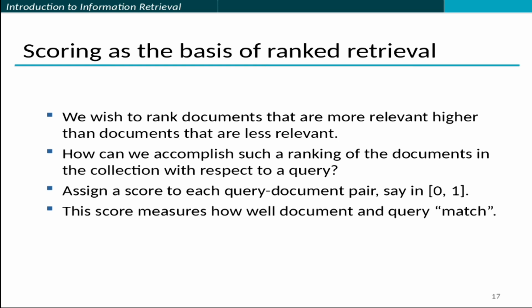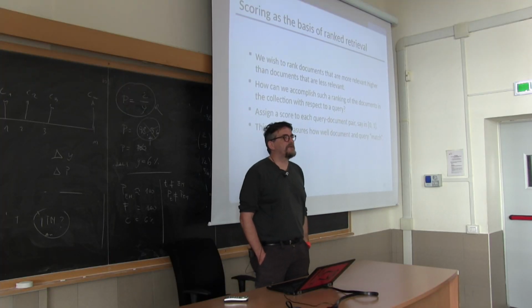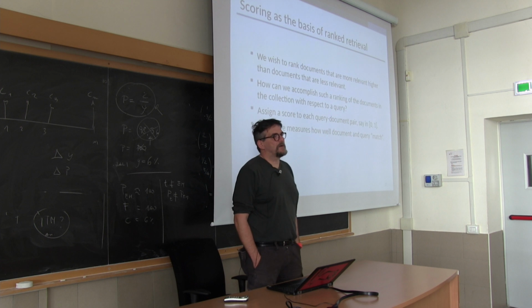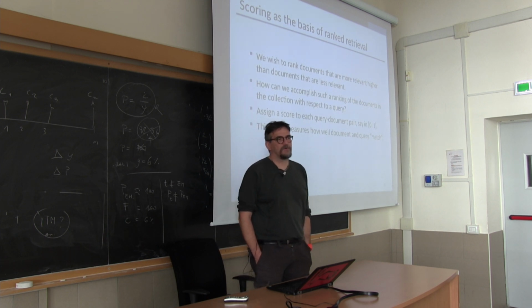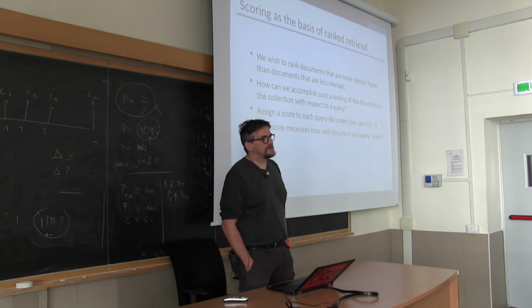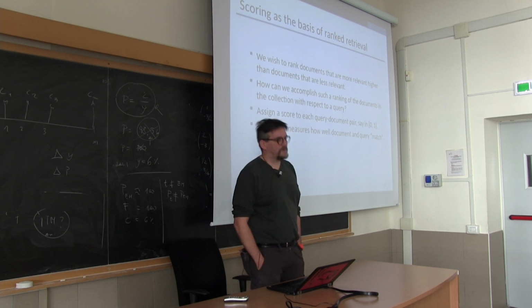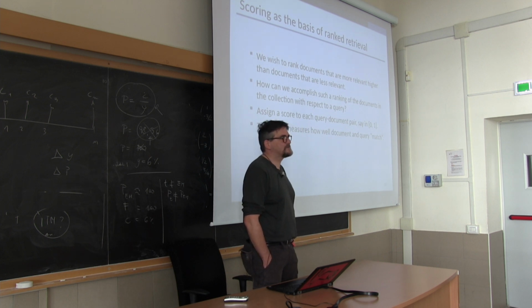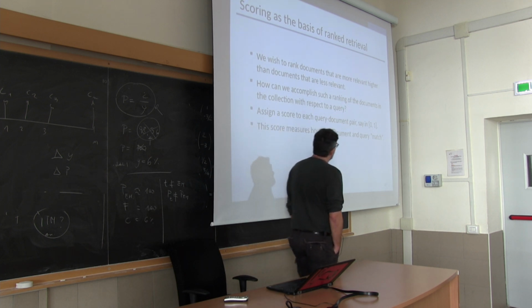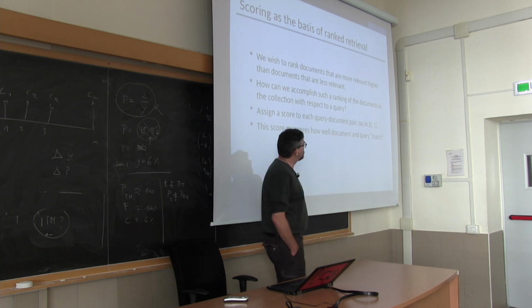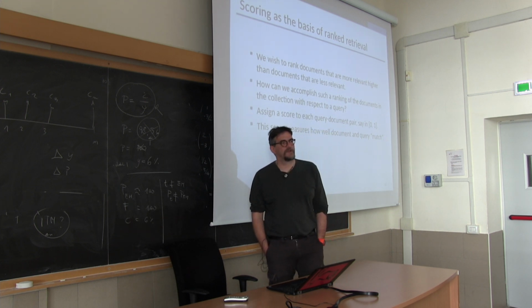Okay, so how can we accomplish this ranking? Assuming, as an example, that we can assign a score to the query-document pair, a score between 0 and 1. Okay, 1 means that the query perfectly matches the document, and 0 means that the query and the document are not correlated at all. Basically this score allows you to measure to what extent the document is relevant for a given query.